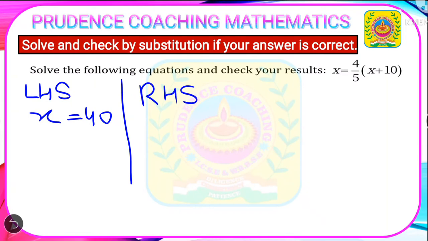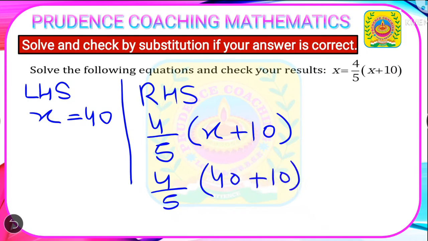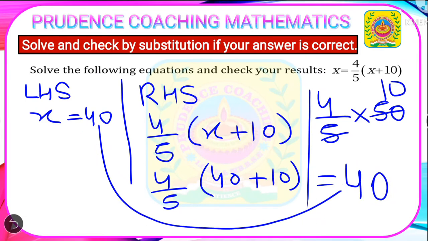Now we need to solve for RHS, that is 4 by 5 into x plus 10. So here we will put the value of x as 40. So 40 plus 10, so you will get 50 here. So you are getting 4 by 5 into 50. Now we know 5 ones are 5 and 5 tens are 50. So ultimately on the right hand side the value is 40. As you can see, LHS equals RHS, so we can write LHS equals RHS, checked.